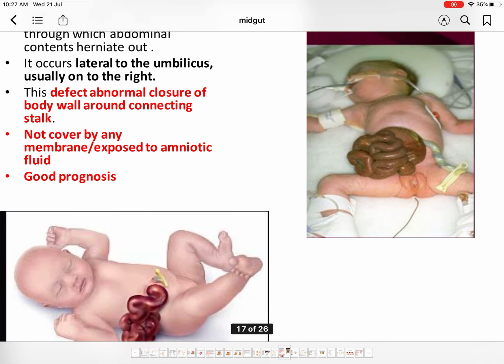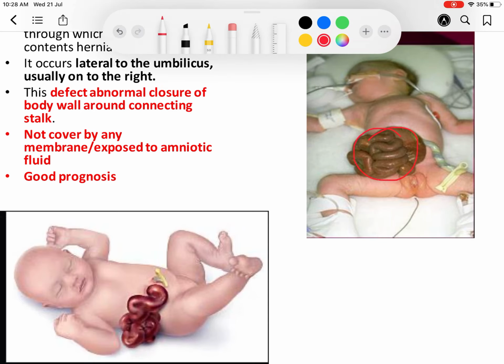Now I have told you about omphalocele, and this condition can be confused with an anomaly that is called gastroschisis. It is not due to a rotation or herniation anomaly. It is an anomaly due to a defect in abnormal closure of the abdominal wall. What happens in this condition? The loops of the intestine we can see outside the umbilicus, and it is usually on the right side, and the defect occurs due to abnormal closure of the body wall around the connecting stalk.